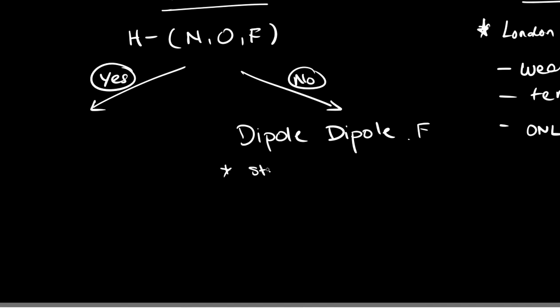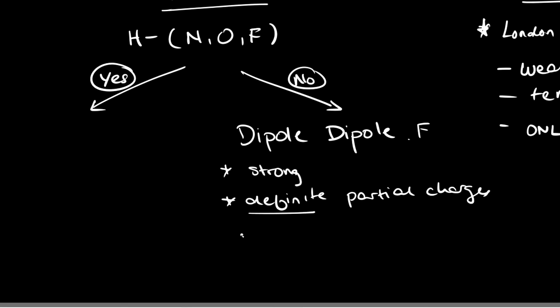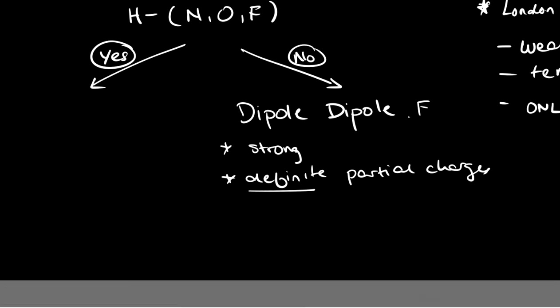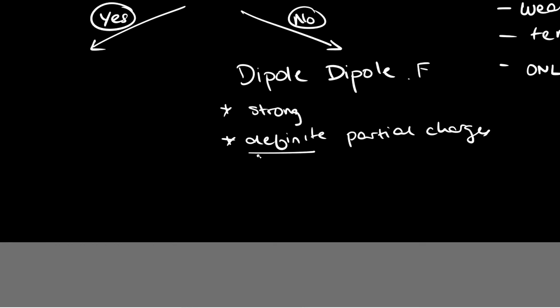These are fairly strong. They have definite partial charges, and I guess they're stronger. One end of the molecule will have a partial positive charge, denoted as delta plus, and the other a partial negative charge. Usually, the more electronegative element has the partial negative charge.